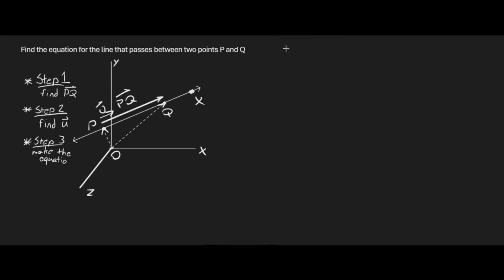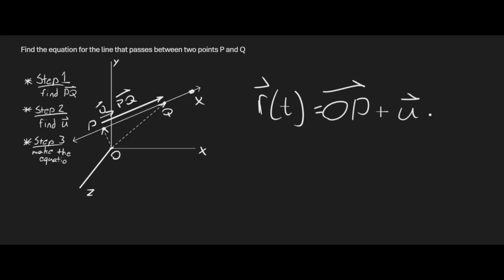So with U, we can make the equation for the line. The equation for the line, I'm going to call R. It needs a starting point, and then it needs a vector times t. So the starting point has to be any point on the line. I'm going to pick P, but you can also pick Q if you want. So the starting point, OP, plus the vector U times t.